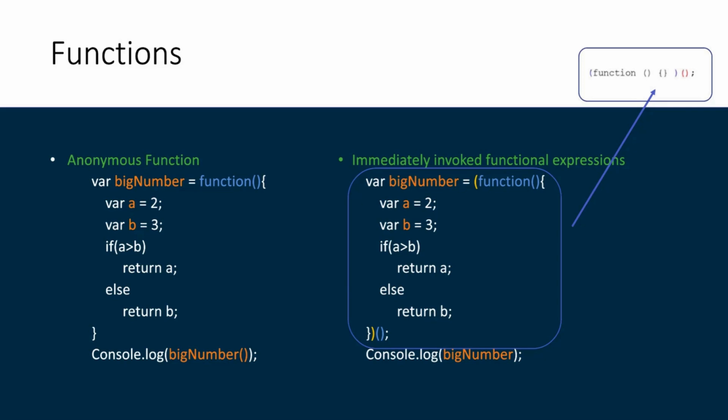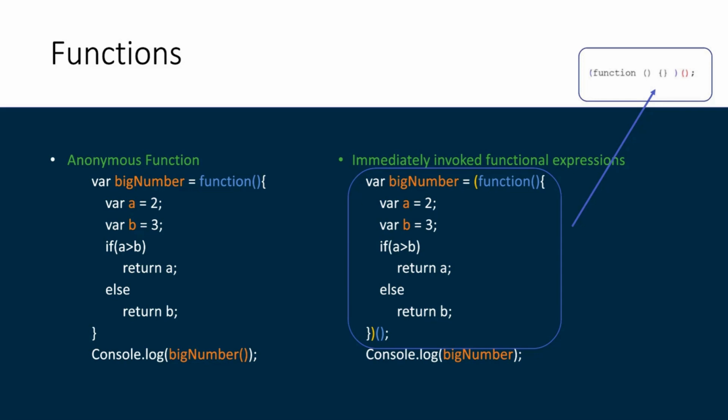On the right hand side we have an immediately invoked function expression. In a similar way, we have defined var bigNumber equals to function within parentheses, then curly brackets. The only difference is that now this whole thing is inside parentheses and at the end we have a couple more parentheses.